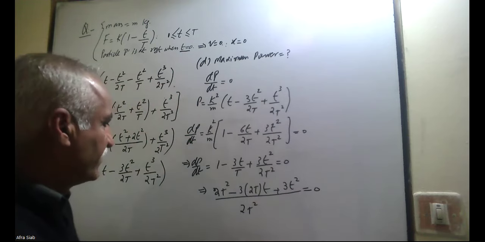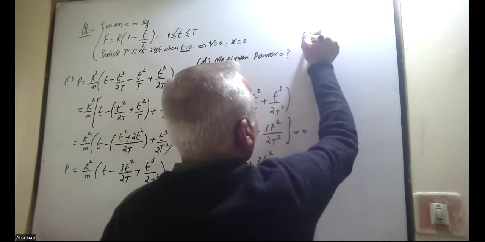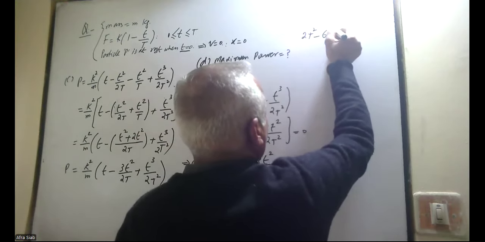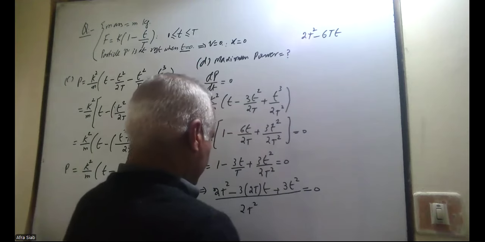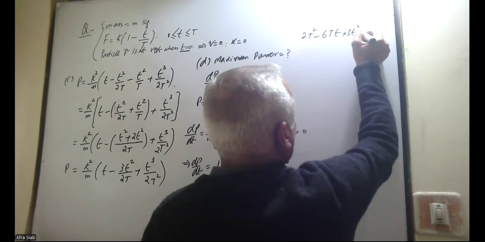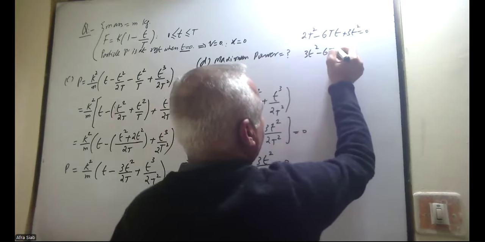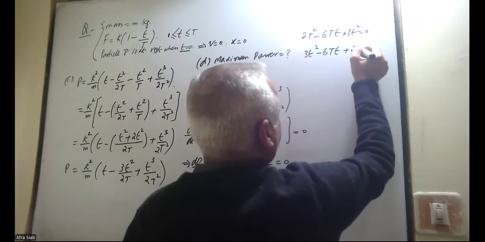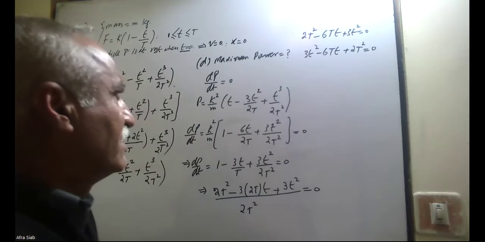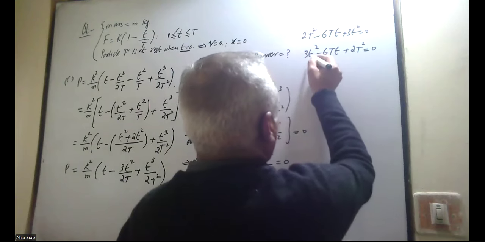So finally it will be left there 2T square minus 6tT plus 3t square equal to 0. This can be written as 3t square minus 6T into t plus 2T square equal to 0. But it is a standard quadratic equation in terms of the variable t there. So we can apply this quadratic formula directly to that.